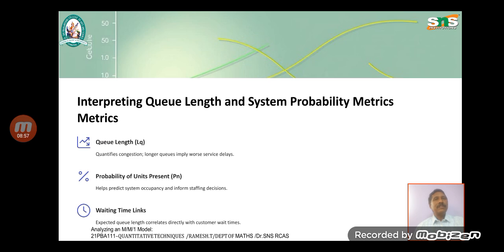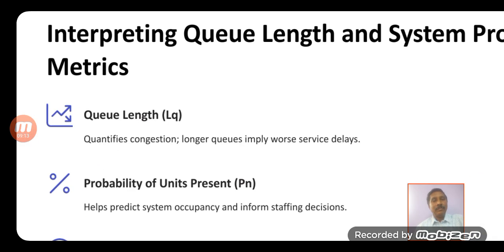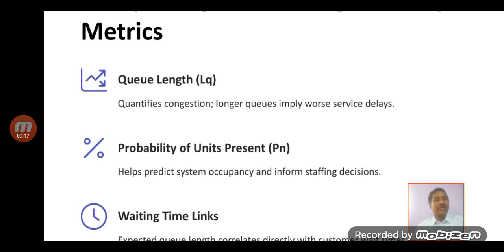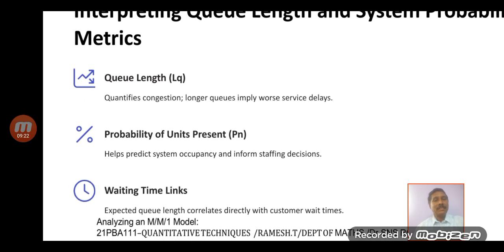So what is the interpretation of all these things? The queue length quantifies congestion. Longer queues imply worse service delays. Probability of units' presence, that is Pn, helps predict system occupancy and inform staffing decisions. Waiting time links: expected queue length directly correlates with the customers' wait times.